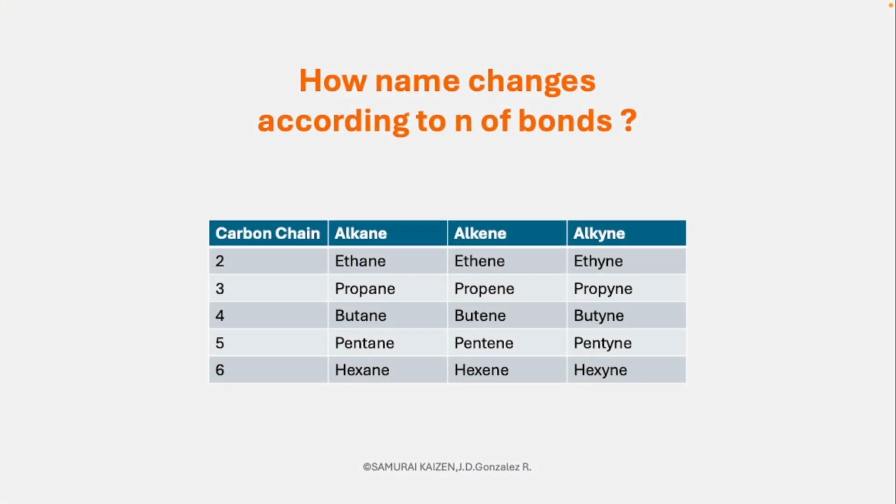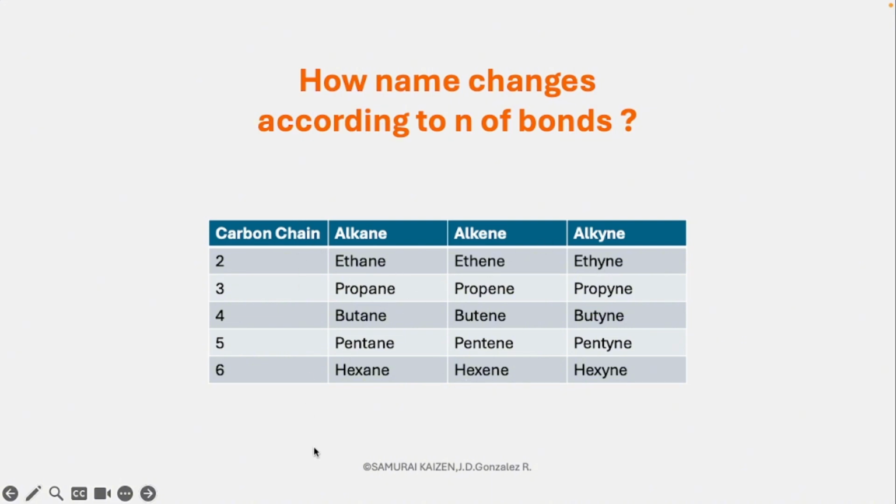How names change according to the number of bonds. This is a really simple example, but if the carbon chain is of 2, then the alkane would be ethane, ethene, and ethyne. You notice the subtle difference here? Instead of an A, here you have an E, here you have an E, and here you have a Y. Okay, so those are the differences.